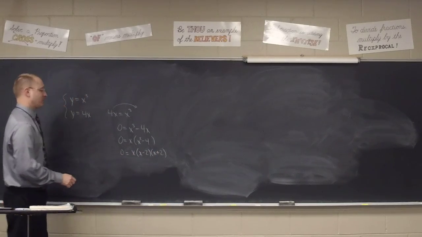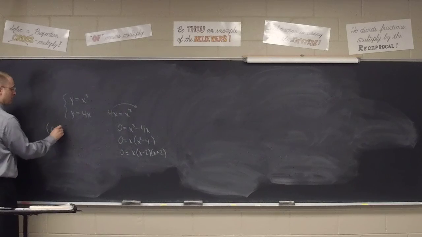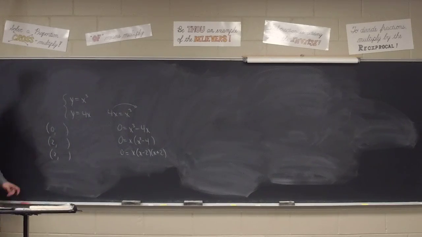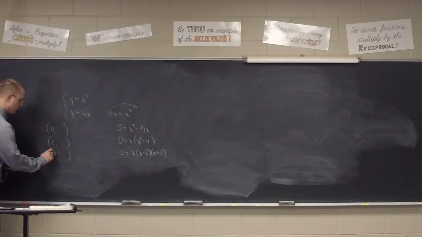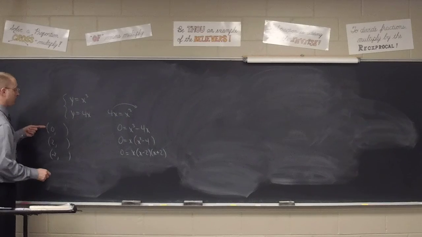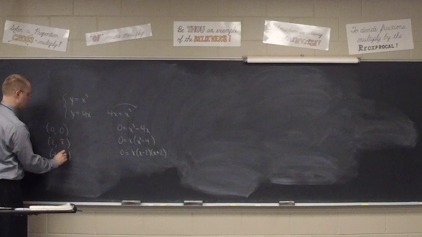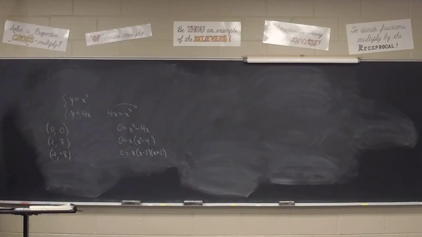So it gives us what x values? 0, 2, negative 2. Again, looks very familiar. We're going to go to which equation to plug these in? The bottom one? The lower equation. And so when we plug them in, plug in a 0, 0; 2, 8; negative 2, negative 8. And there's my 3 points of intersection. All right, questions on that?